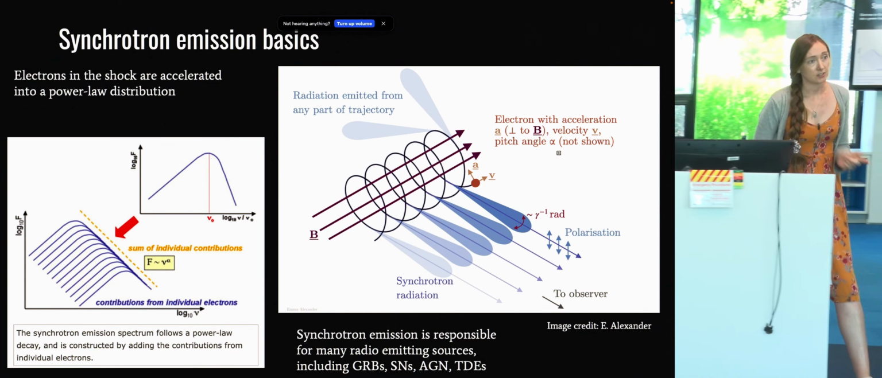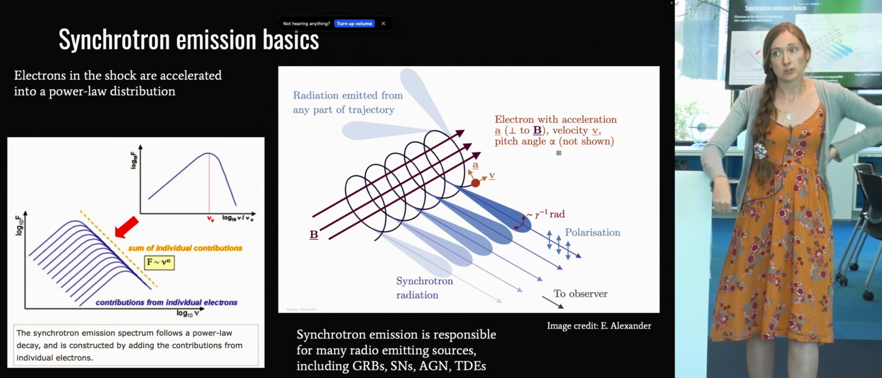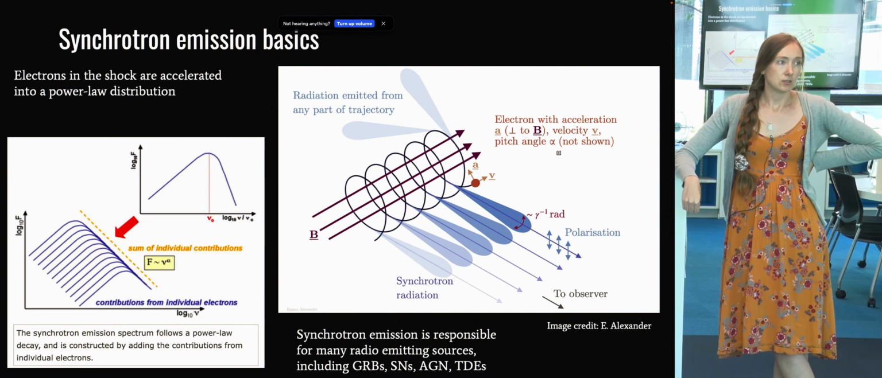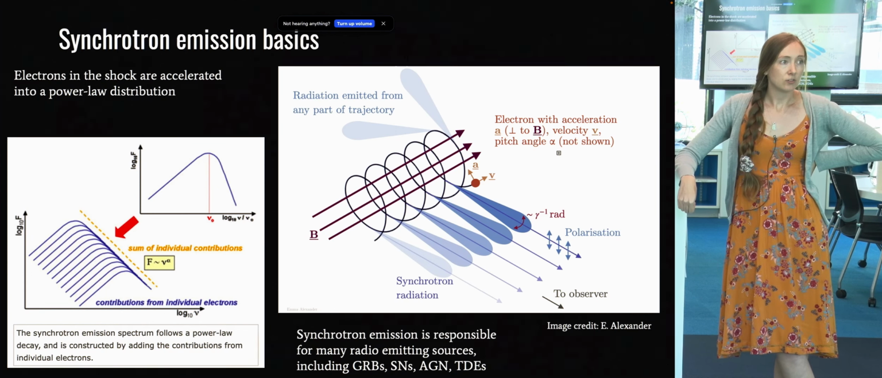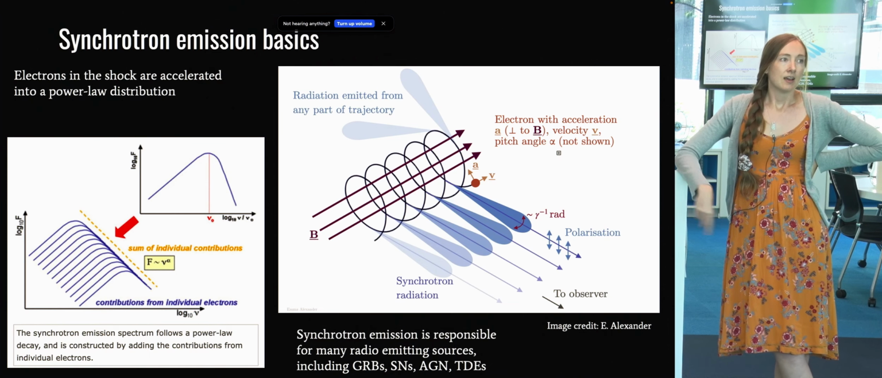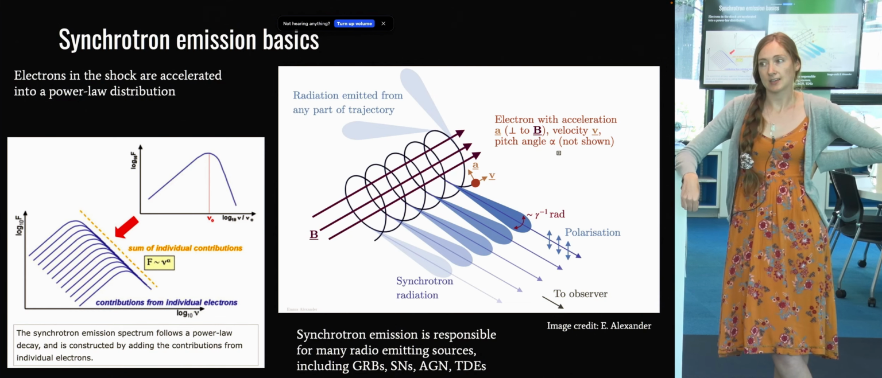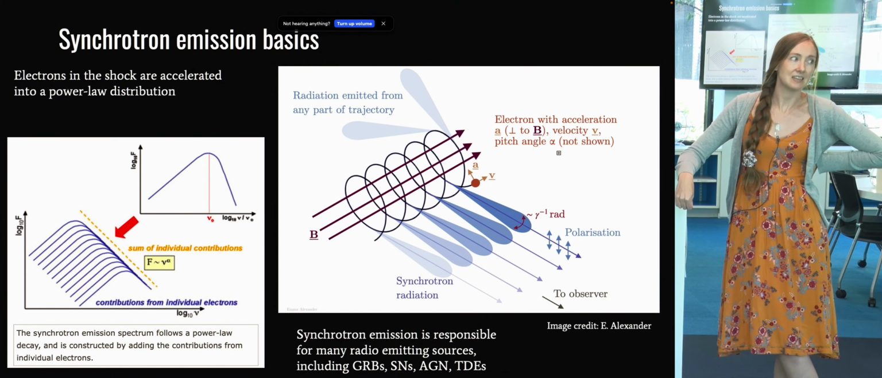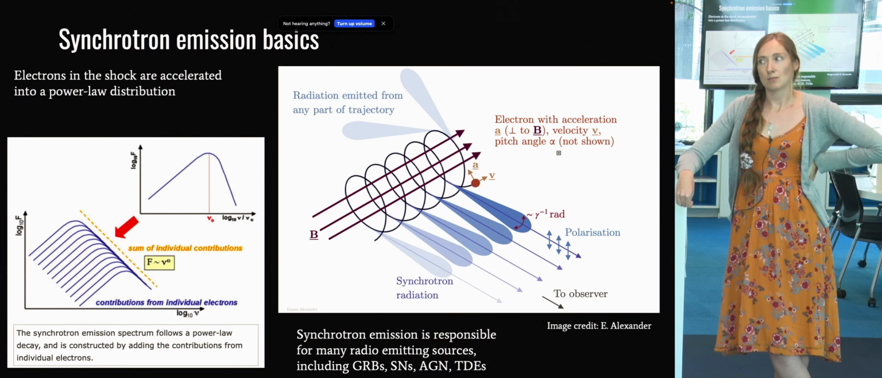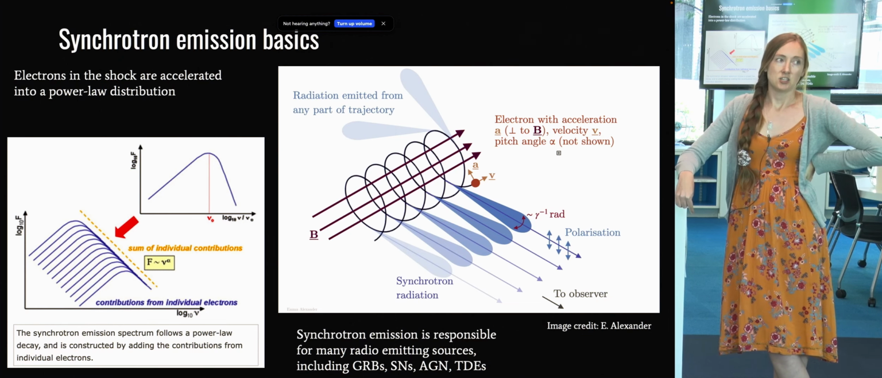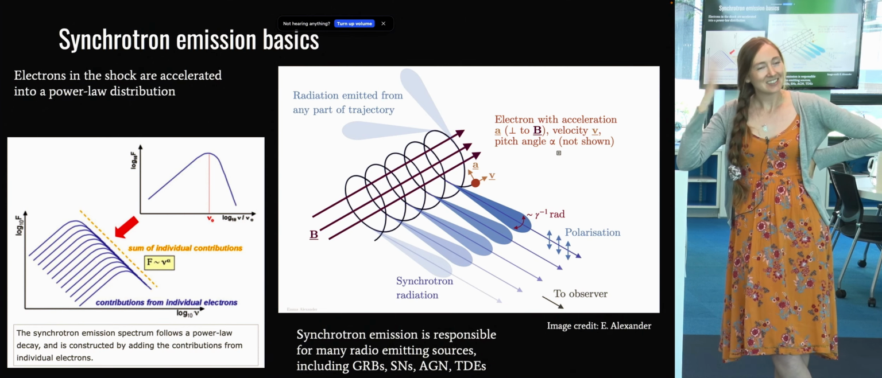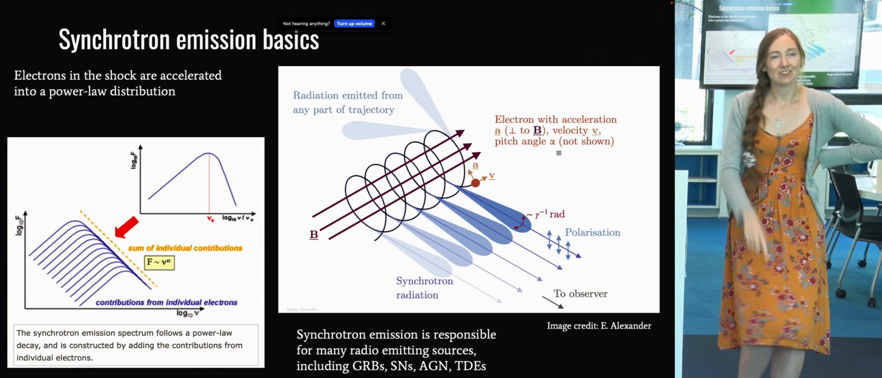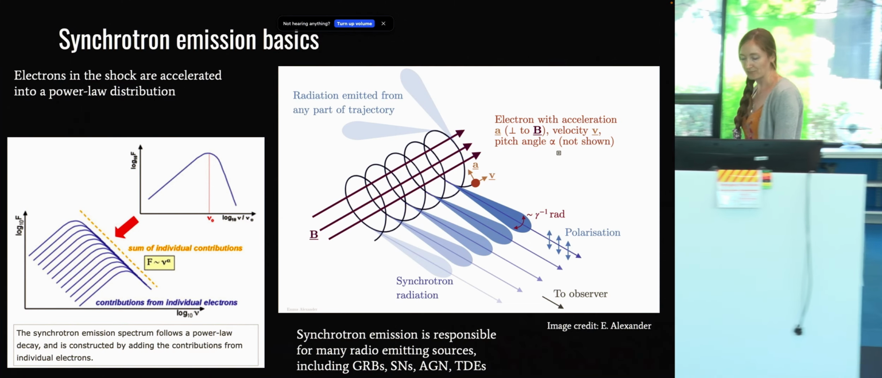And the other thing about synchrotron emission is it's not just TDEs. Synchrotron emission is responsible for many radio emitting sources in astrophysics, including gamma ray burst jets, supernovae outflows, AGN, and tidal disruption events. So when we see this characteristic synchrotron emission, it doesn't necessarily mean that the thing we're looking at is definitely a TDE. It could be any number of things, primarily AGN. The amount of AGN I have looked at by accident because it looked like a TDE. But AGN can do very, very weird things.